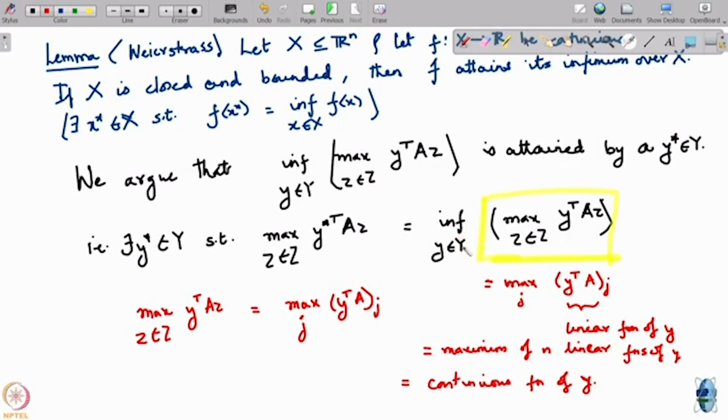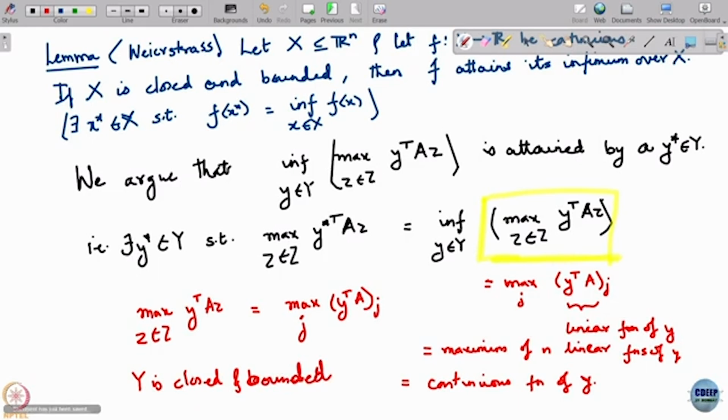So capital Y is the set of all probability distributions. Naturally it is a bounded set because every component is between 0 and 1, and it is also closed because if you take the limit of probability distributions, it is also a probability distribution. So capital Y is closed and bounded, and the boxed function is continuous.